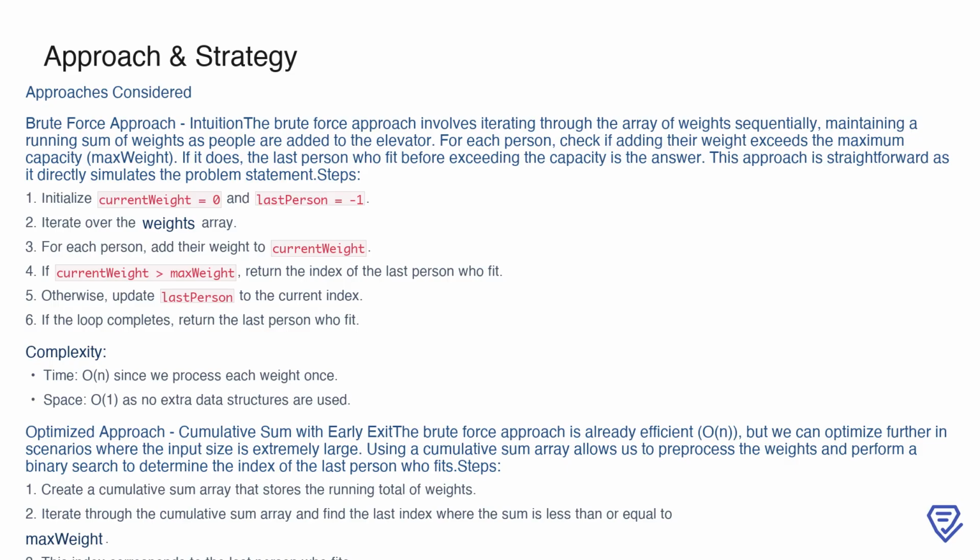To implement this, we initialize variables to track the current total weight and the index of the last valid person. Then, as we iterate through the weights array, we add each weight to the total. If the total exceeds the capacity, the process stops, and we return the index of the last valid person. Otherwise, we continue updating the index until all weights are processed.